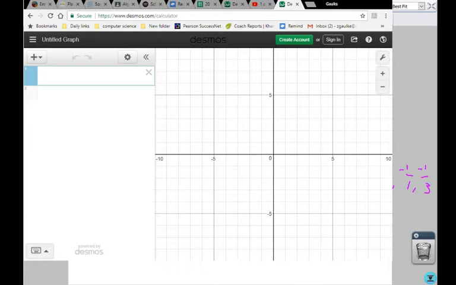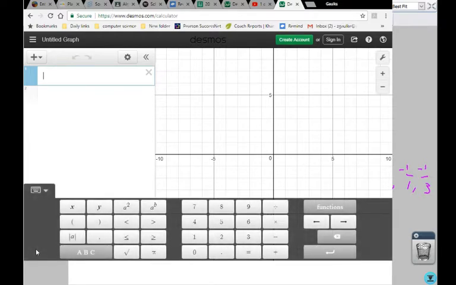Okay, so in my first line in Desmos, we're going to type in that equation: 3x to the third plus 7x squared plus 6x minus 8. And then in another line, I'm going to type in what I want x to equal. So it's going to be a shortcut.